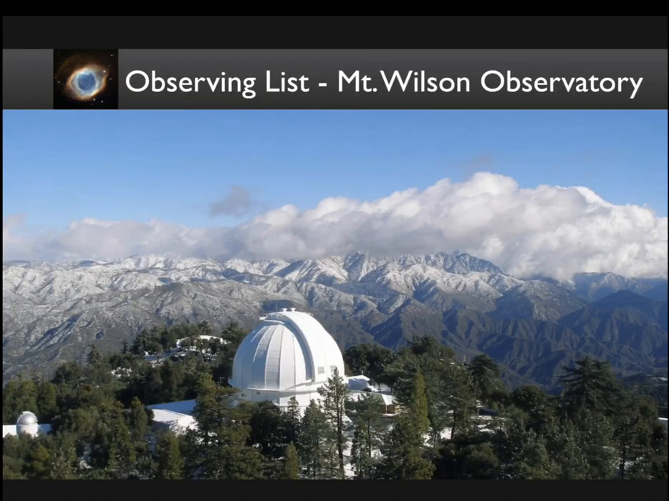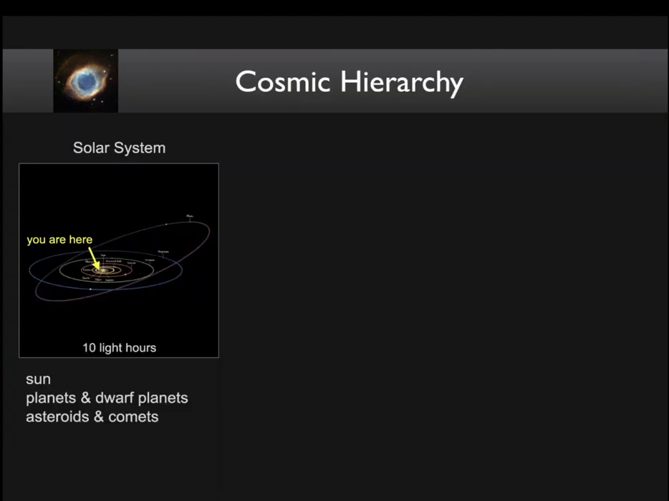In this lecture, we'll look at some of the objects we'll be viewing with the 60-inch telescope at Mount Wilson Observatory. To begin, we'll organize these objects on three different hierarchical levels.